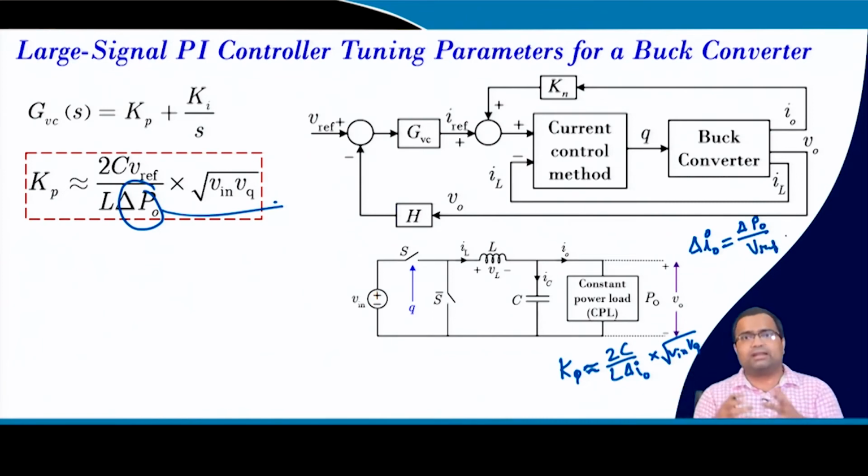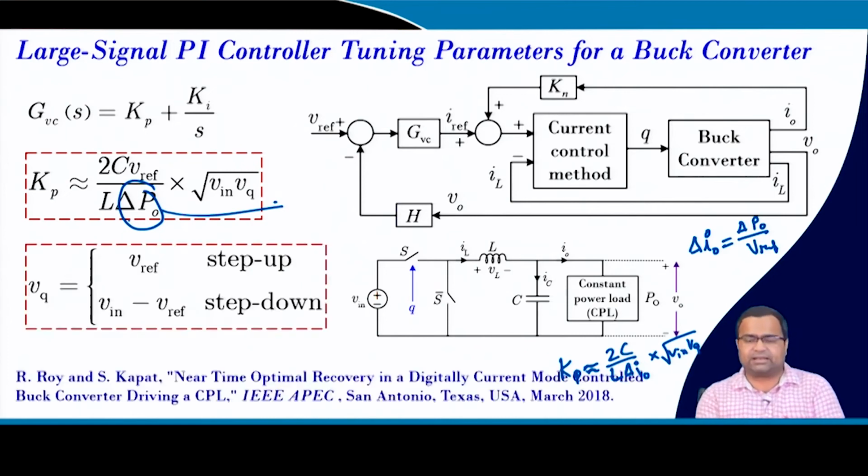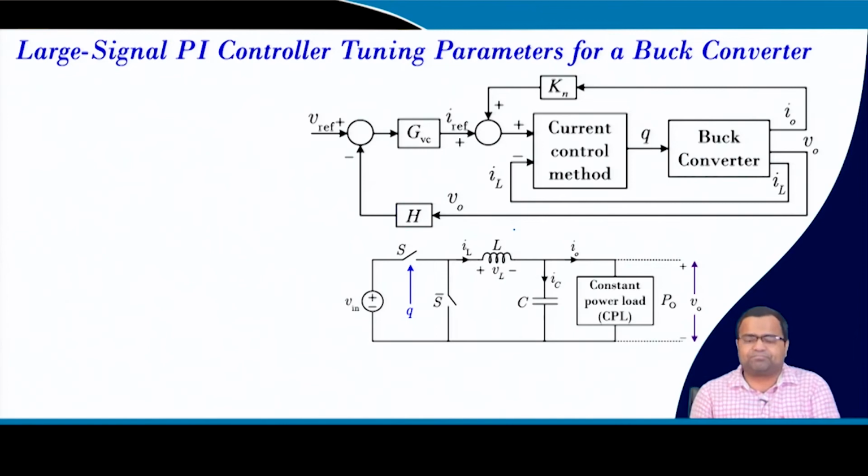So, voltage into current is the power. The voltage is considered to be nearly constant. So, any step change in power can be translated as a load step, and that can be replaced and you will get the same result. This we have published, and this will lead to the optimal response for the buck converter driving CPL.